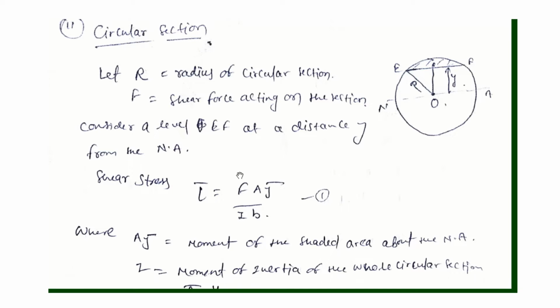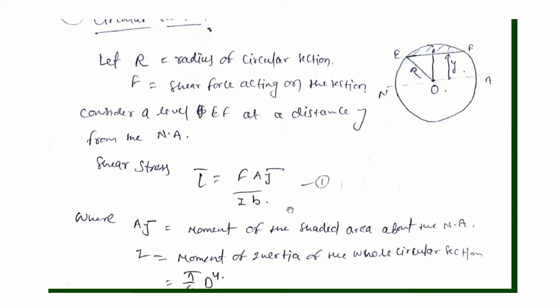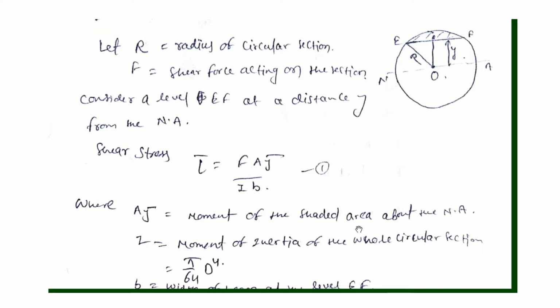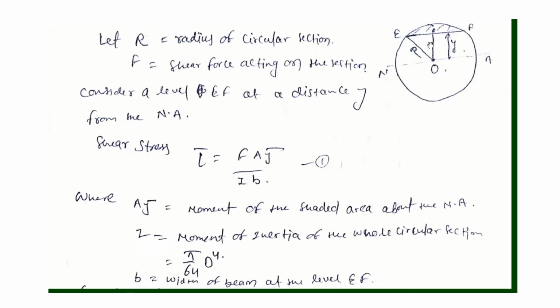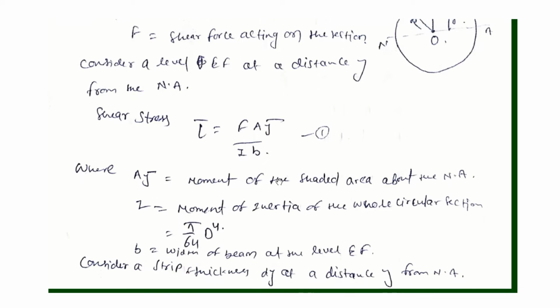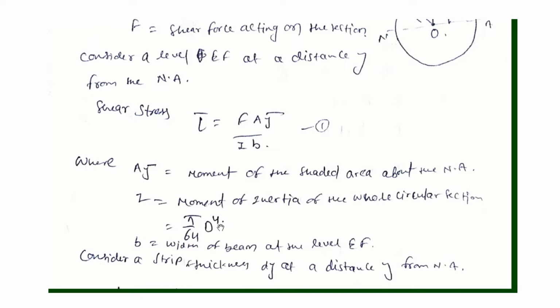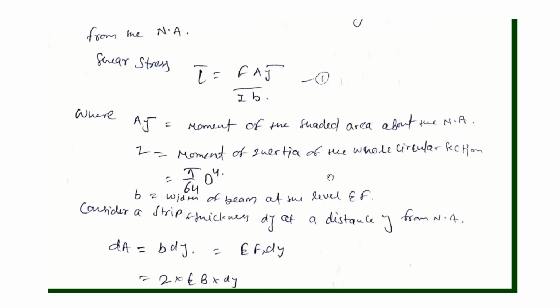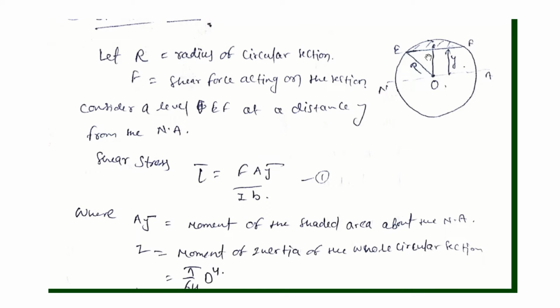So we know the shear stress formula, F A y bar by I b. So here A y bar is the moment of the shaded area about the neutral axis. So here is the shaded area and the moment about the neutral axis of the shaded area. I is the moment of inertia of the whole circular section, which is pi by 64 d to the power 4 or pi by 4 r to the power 4. Here d is diameter and r is radius of the circular section. b is the width of the beam at the level of EF. So this is complete b, E to F is b.